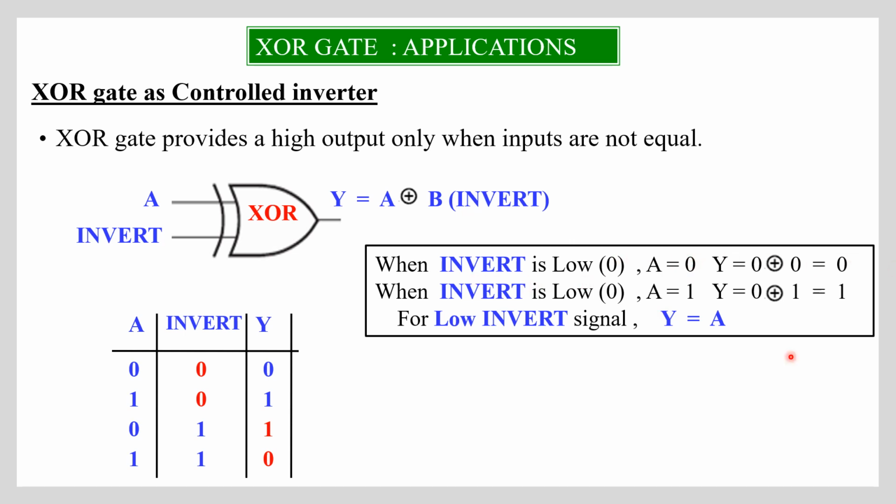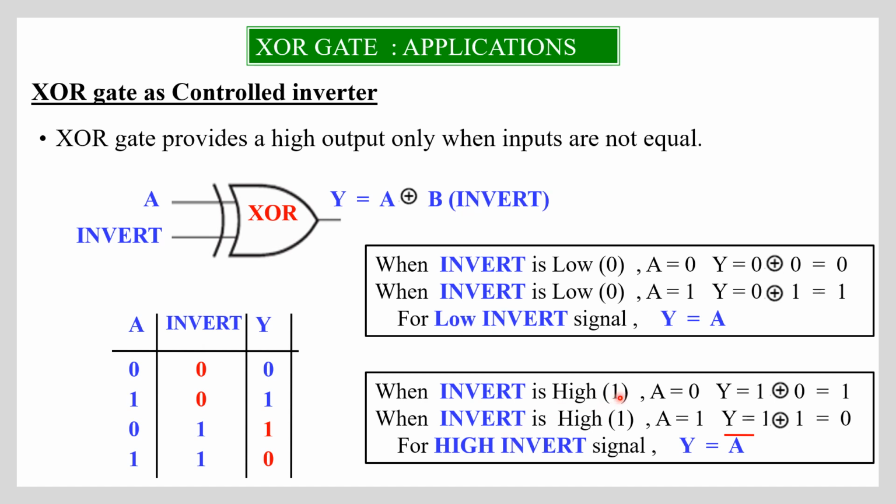Now let us see the reverse. When the invert is kept high or 1 and we apply 0 at the input, then Y is equal to 1 XOR 0, that is 1. And when the invert is high and A is 1, then Y is 1 XOR 1, that is 0. So when we keep invert as a high signal, Y is equal to A complement. So we get the complement of the input. If we apply 0, we get 1, and when we apply 1, we get 0. So when you want the output to be the complement of the input, the invert should be high.